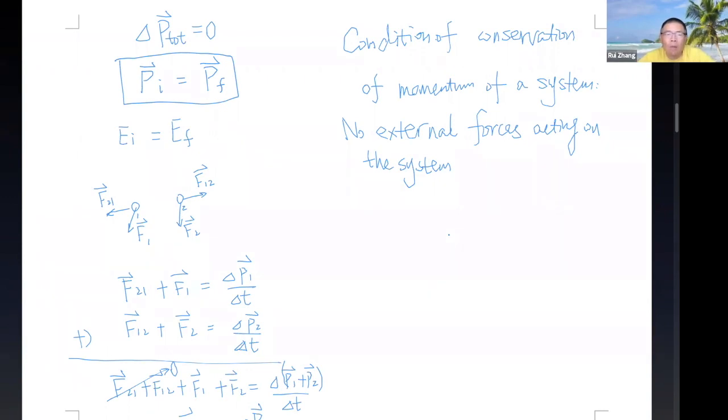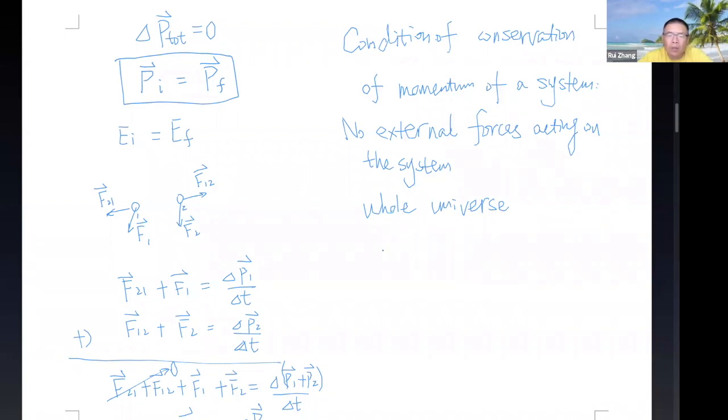For example, if you consider the whole universe as a whole system, there's no external forces acting on the universe because the universe, by definition, includes all space and time and everything. So there's certainly no external force in that case. So we could say that the total momentum of the whole universe is conserved, okay? Well, that might be too much for us, it's too big.